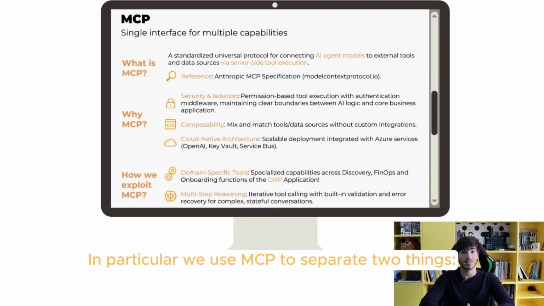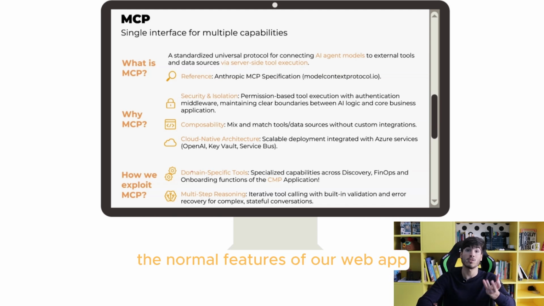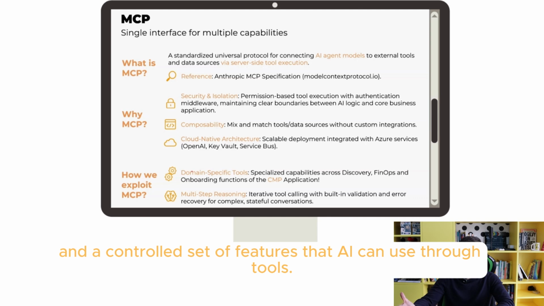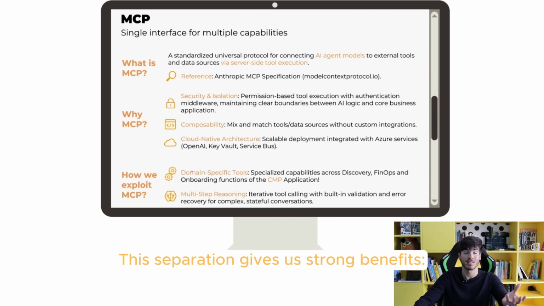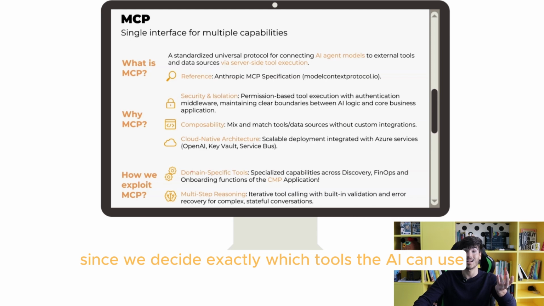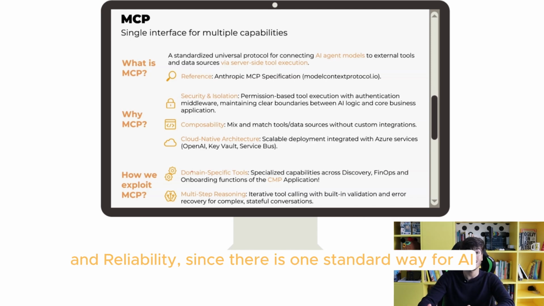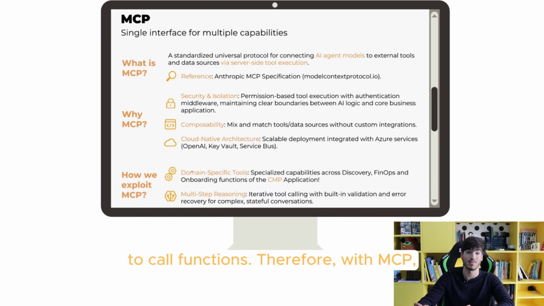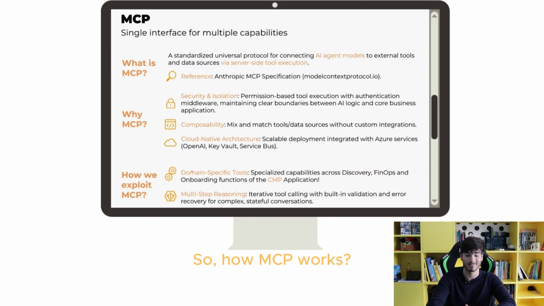In particular, we use MCP to separate two things: the normal features of our web app that people use every day, and a controlled set of features that AI can use through tools. This separation gives a strong benefit: safety, since we decide exactly which tools the AI can use, and readability, since there is one standard way for AI to call functions. Therefore, with MCP, our AI integrations are easier to build, safer to run, and more consistent.